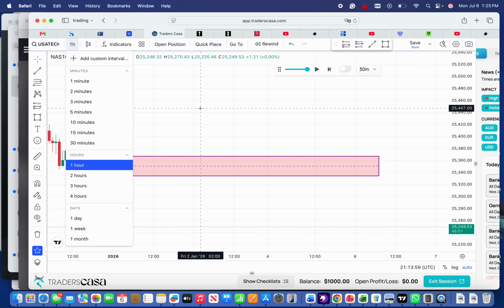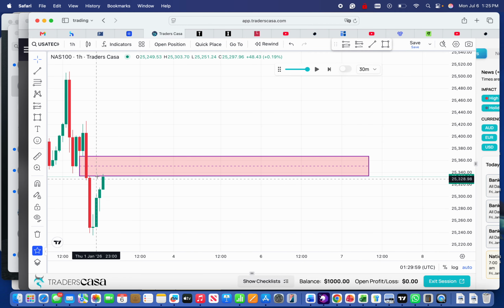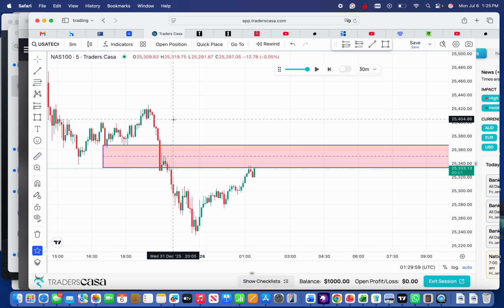Now, once we have that, I want to see price go into this gap. All right, there we go. Now price went into this gap. We're not going to be trading on the 1 hour. I just want to see price go into this gap. From that, we could scale down to the 5 minute. We'll only be taking trades on the 5 minute, right?